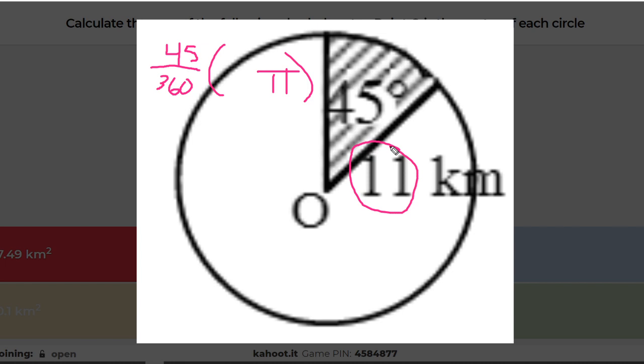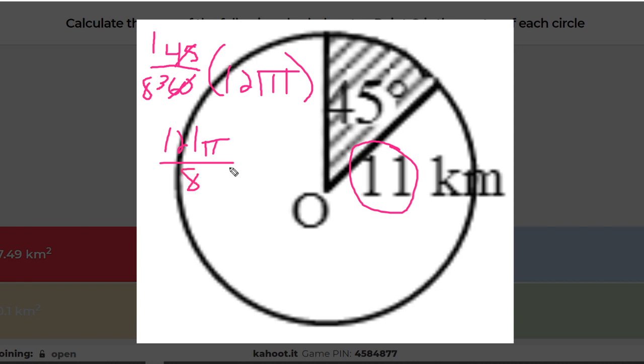And what are you going to do with the radius? ¿Qué se hace con el radio? Square it. You square it. Good. So it's just 121. These can be divided by 45. This becomes a 1. This becomes an 8, I believe. 121 and 8 can't be divided, so you just end up with 121 pi over 8.